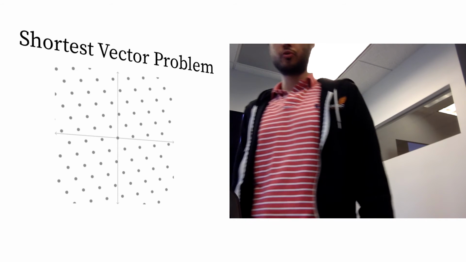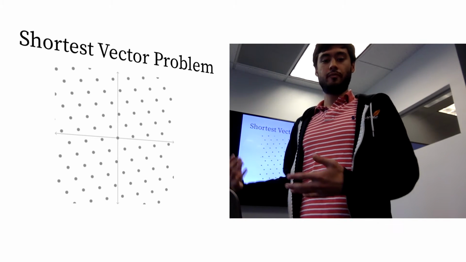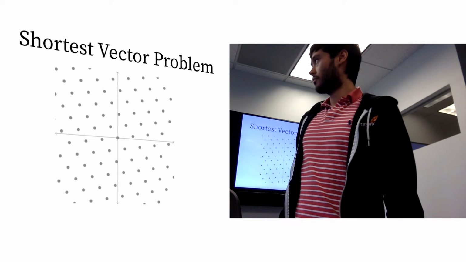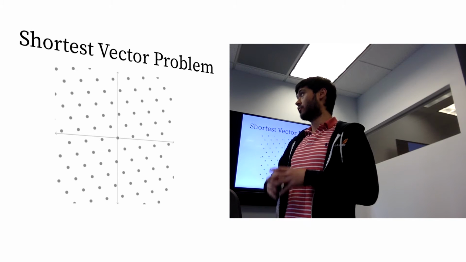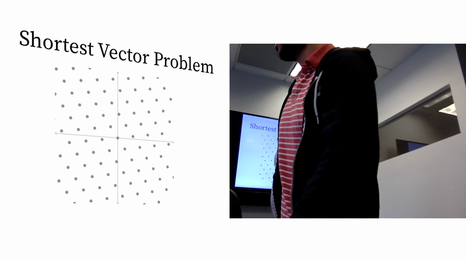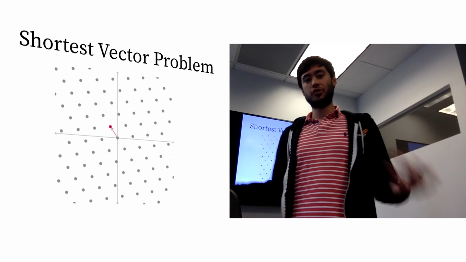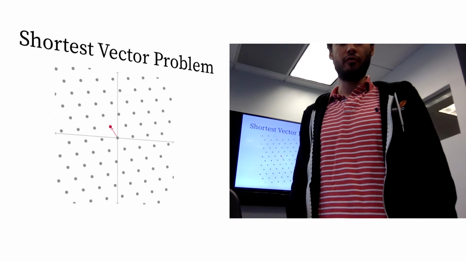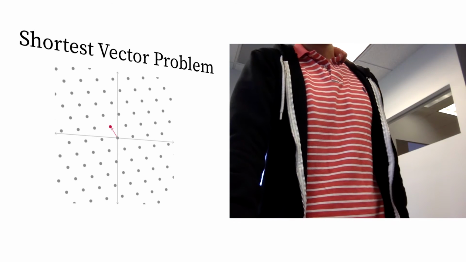Lattices are interesting because they have several problems. One of the most famous ones is called the shortest vector problem, or SVP. In the SVP problem, you have a lattice, and you have to find the shortest vector in that lattice. So here it's pretty simple. It's right here. But if you take a bigger lattice and add dimensions to that lattice, it becomes a problem very quickly. It's thought to be a hard problem.